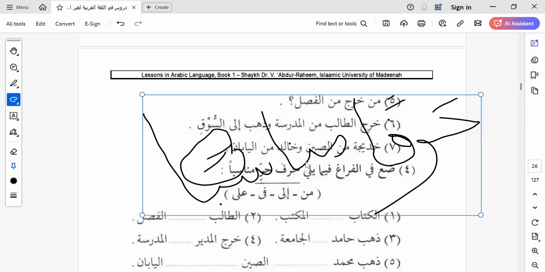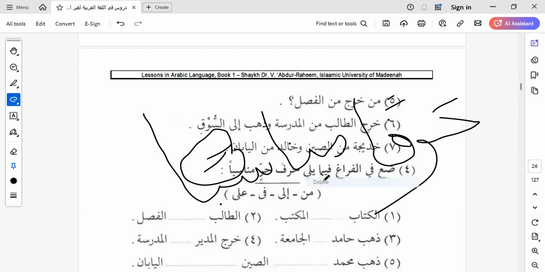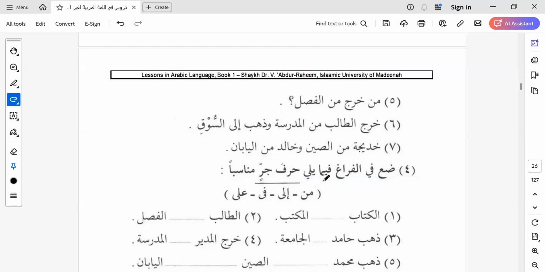So, barakallahu fikum. I think we all understand. Is there anyone who doesn't understand this explanation?